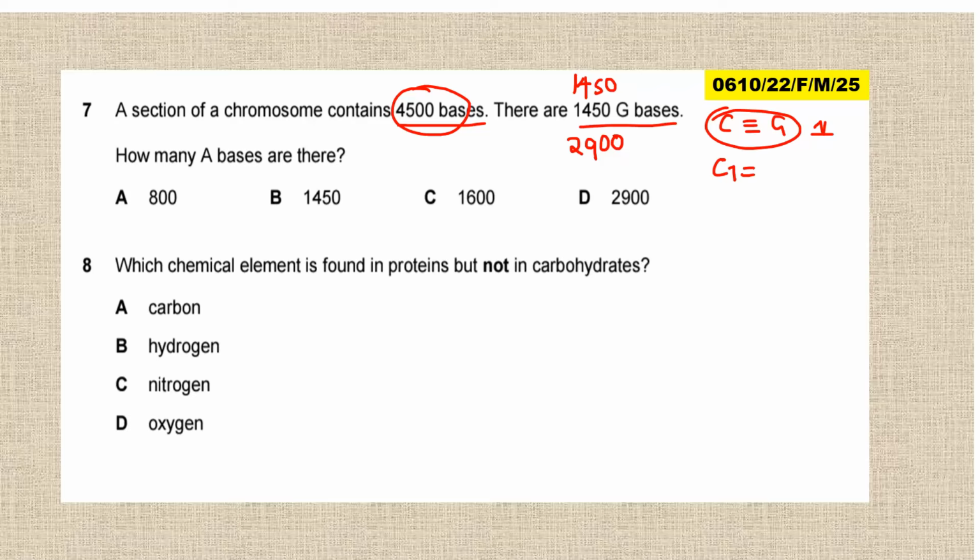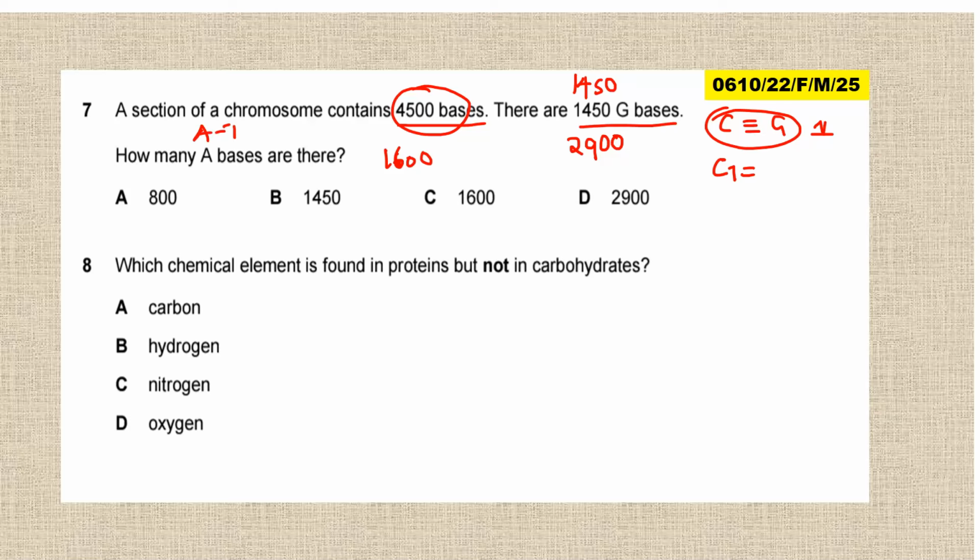Now we need to find the base of A. So we are going to say 4,500 minus 2,800 is giving me 1,700. Now this 1,700 is for both A and T, because we just want for A.